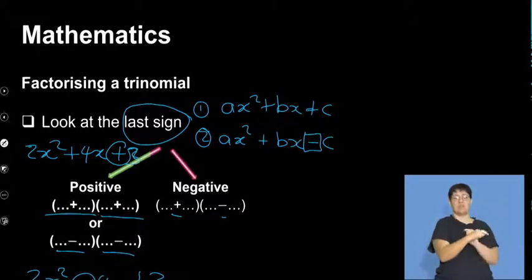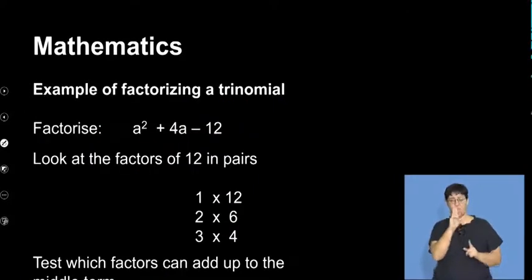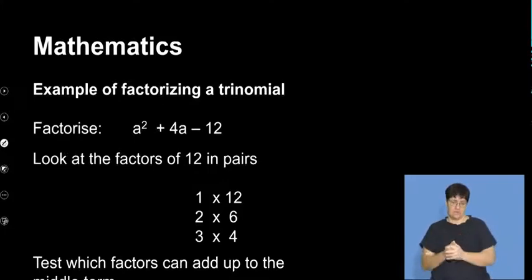The middle term is now a negative, so that makes my two brackets minus and minus instead of a plus and a plus. But at a later stage, we're going to look at examples in great detail. So let's look at a squared plus 4a minus 12, the example I started with when we spoke about a trinomial.